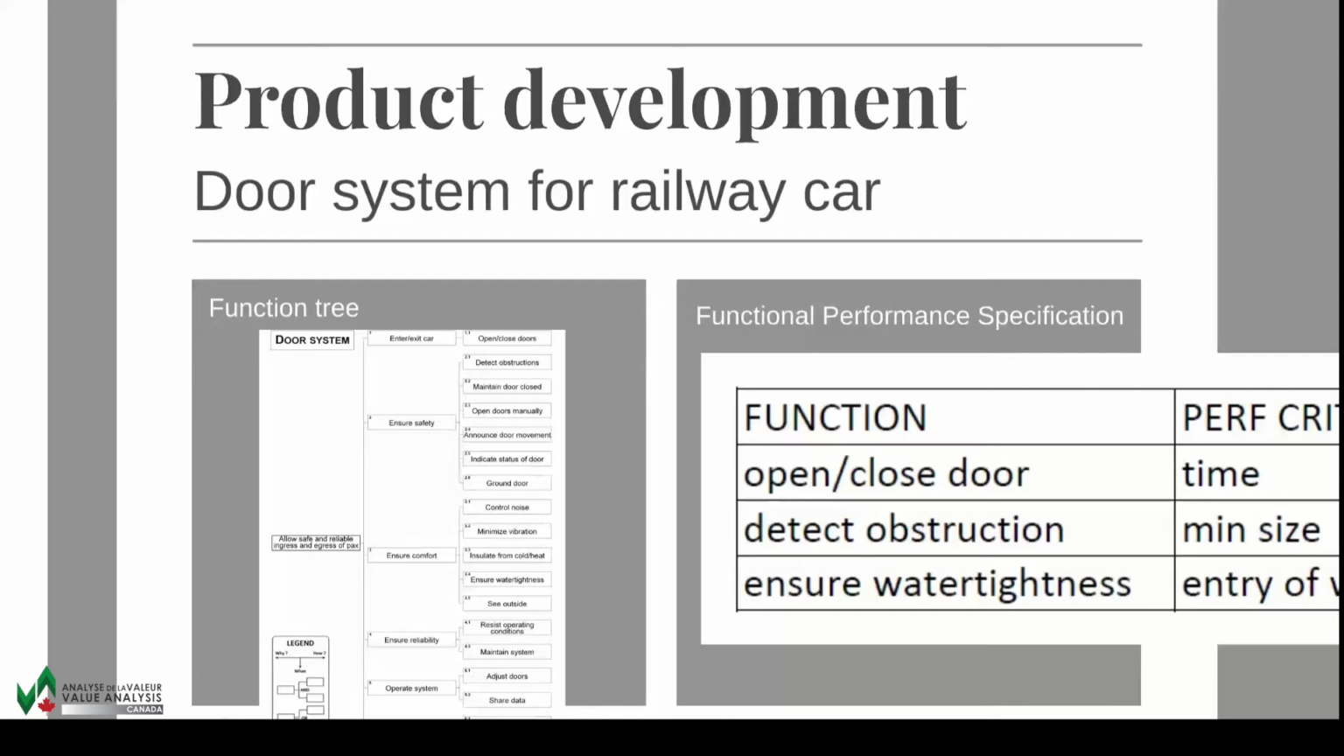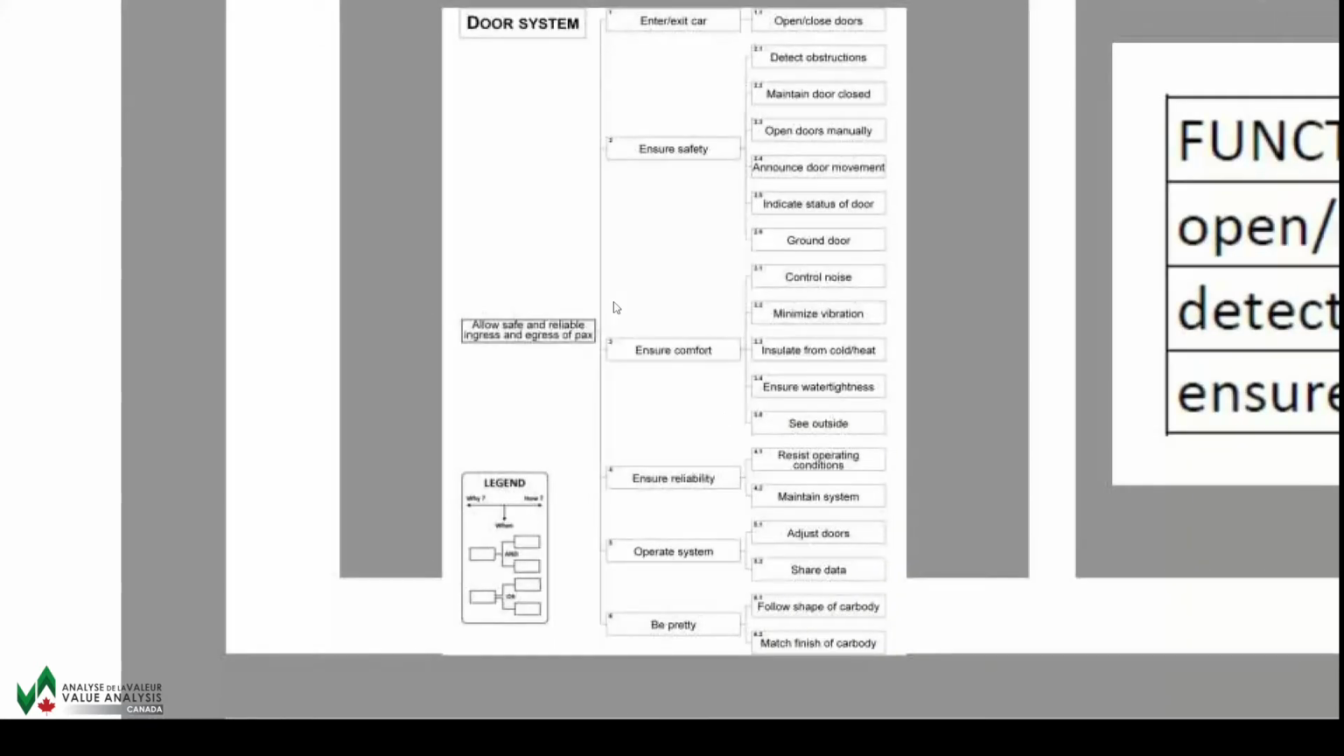So as I said, it's not a course on function analysis, it's really how we use it in different contexts. So here, this is the context of product development, and it's a door system for a railway car. So what we say, the client receives a specification from a city that says we want to buy new cars for our trains or metro. And the specification says a whole bunch of things, but it's not always very clear, or it's so detailed that it's complicated to work with. So we identified the needs of the door system.